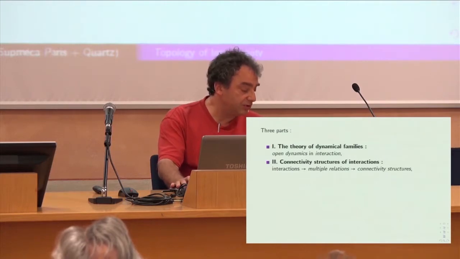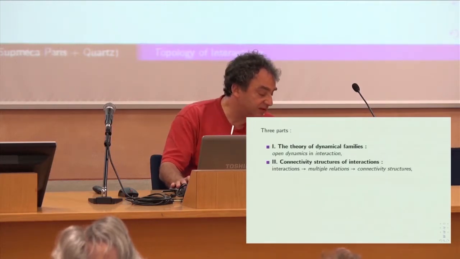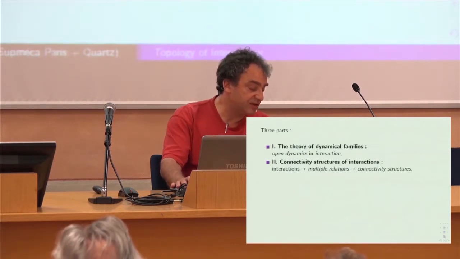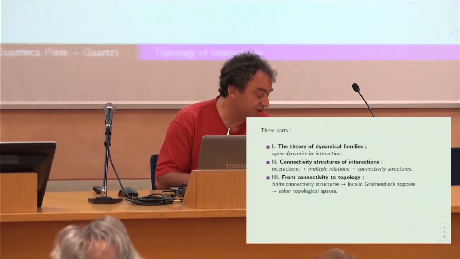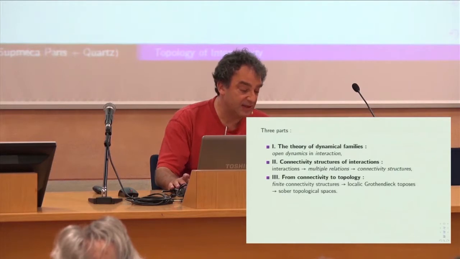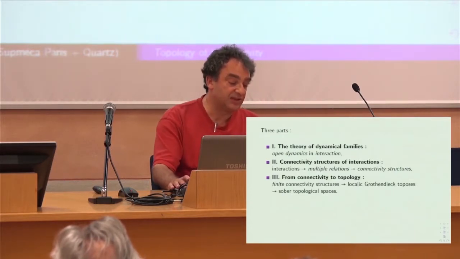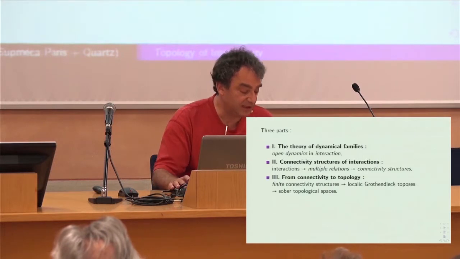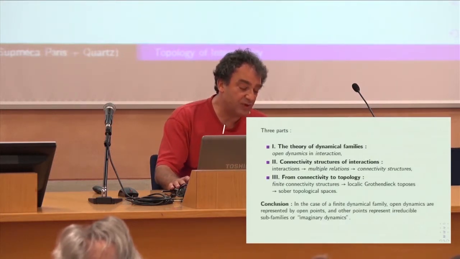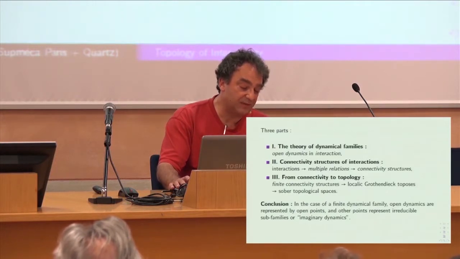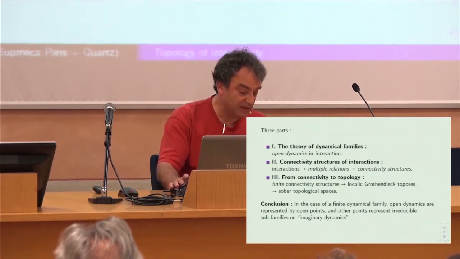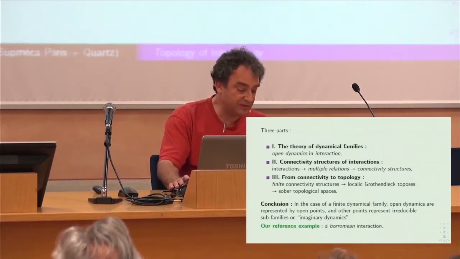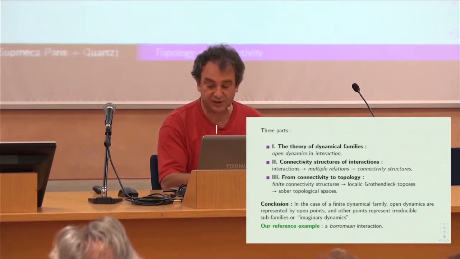In the second part, we'll recall the notion of connectivity spaces, and we'll see that as multiple relations, interactions give rise to such spaces. In the third part, a locally Grothendieck topos is associated with each connectivity space. Then a sober topological space is associated with each finite dynamical family. In our conclusion, we'll stress that open dynamics of a finite dynamical family are represented by open points of a topological space whose other points represent some imaginary dynamics. Throughout the lecture, we'll consider as a reference an example of a Borromean interaction.